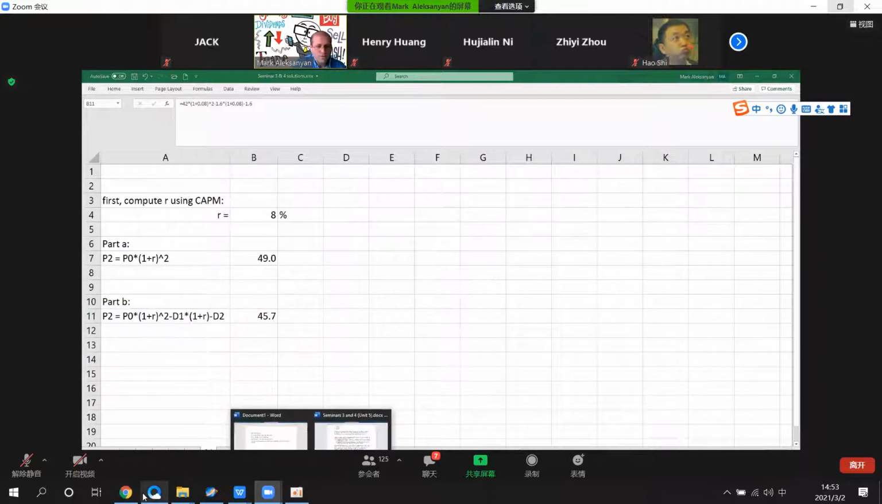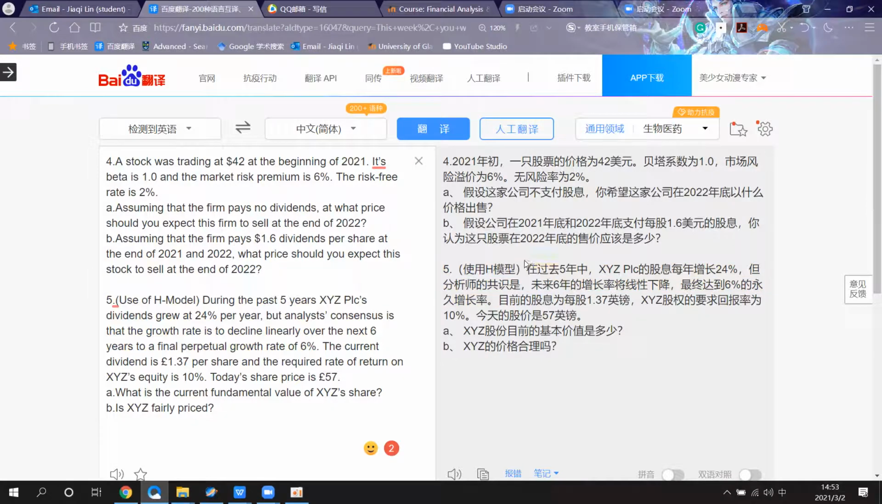Now, finally moving to the last question for today's seminar, which is question 5. Again, I want you to spend maybe a minute or two to read through it. This is based on the use of the H model that we covered in one of our valuation topics in Unit 5. So please spend a couple of minutes reading it through, and then we will run through the solution quickly.